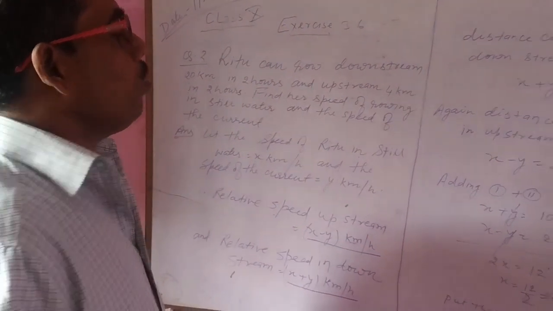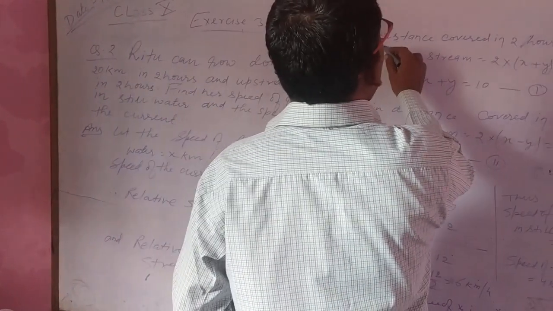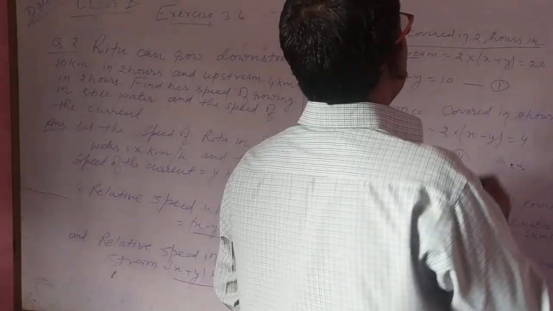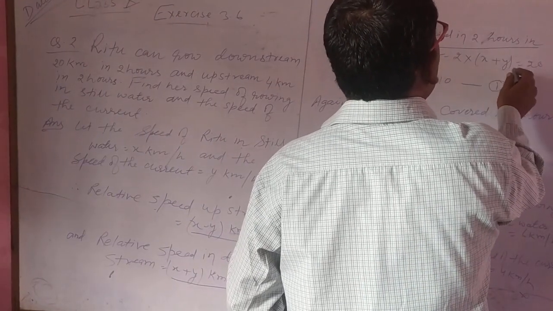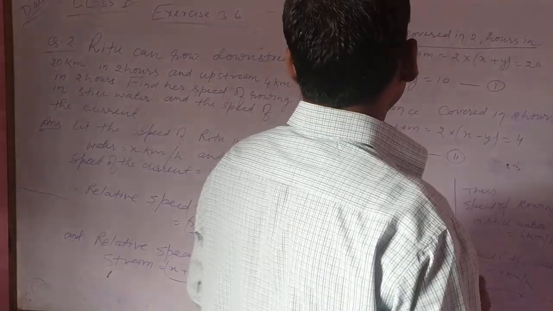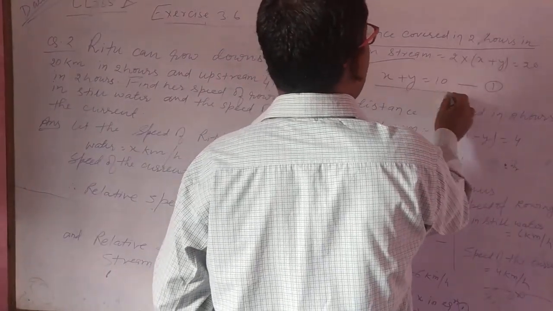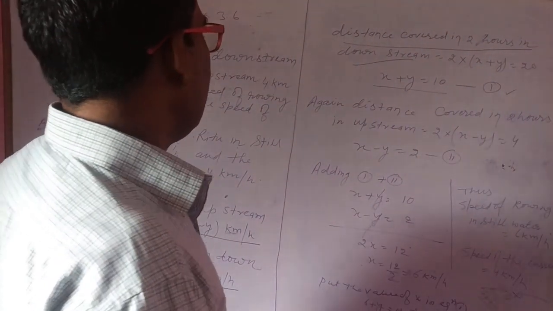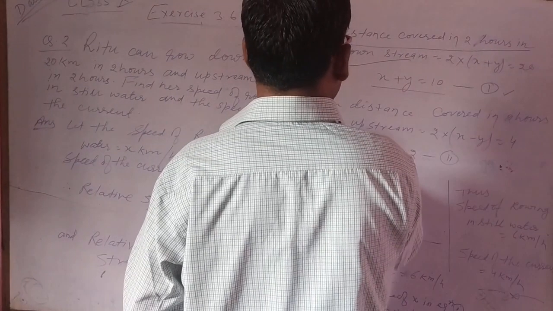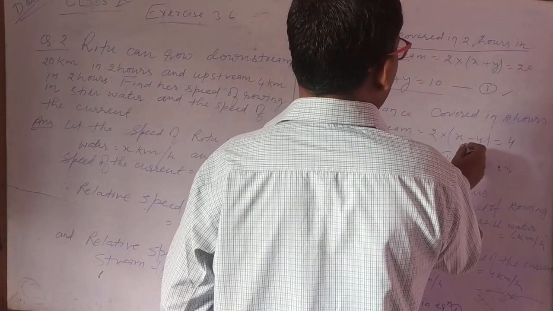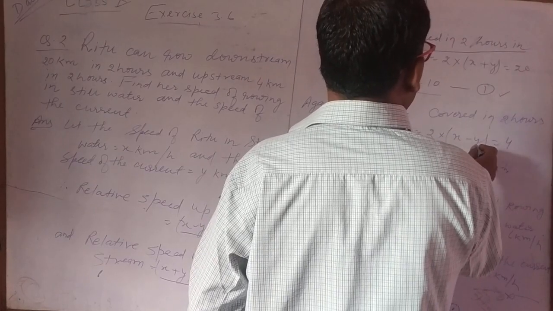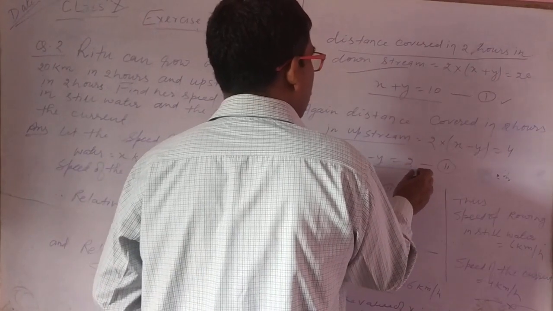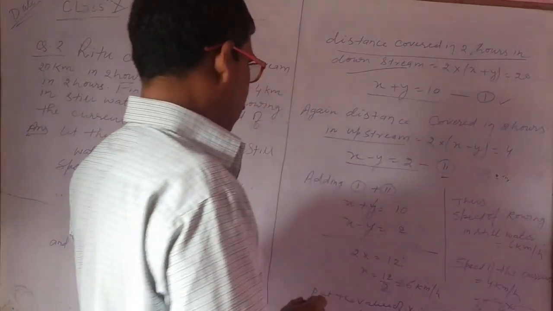Here the time is given, 2 hours. Therefore, distance covered in 2 hours downstream equals 2 into relative speed, that means x plus y equals 20. After solving, we get x plus y equals 10. This is considered as equation number 1. Again, distance covered in 2 hours upstream is 2 into relative speed upstream, that means x minus y equals 4. After solving, we get x minus y equals 2. This is considered as equation 2.